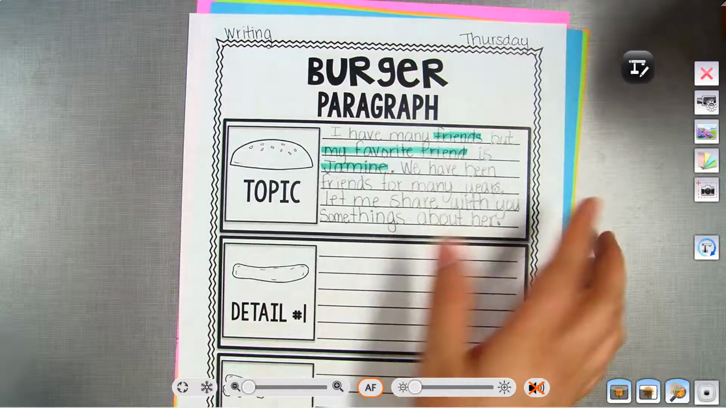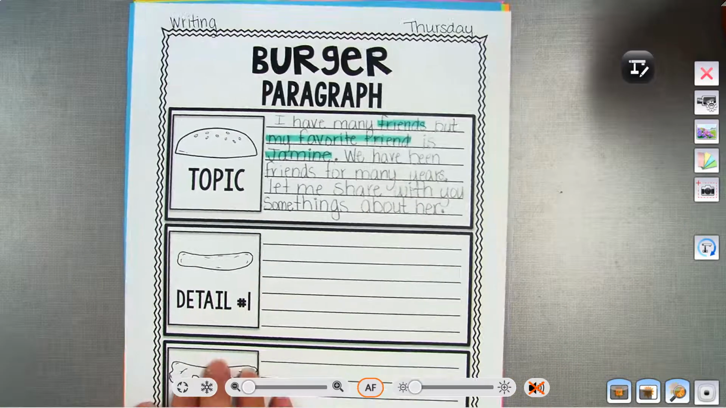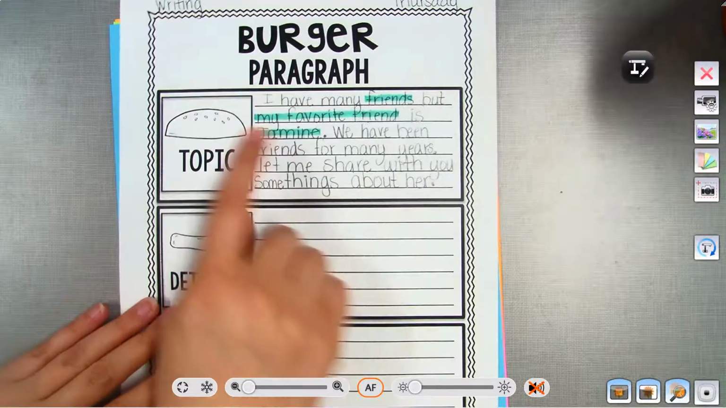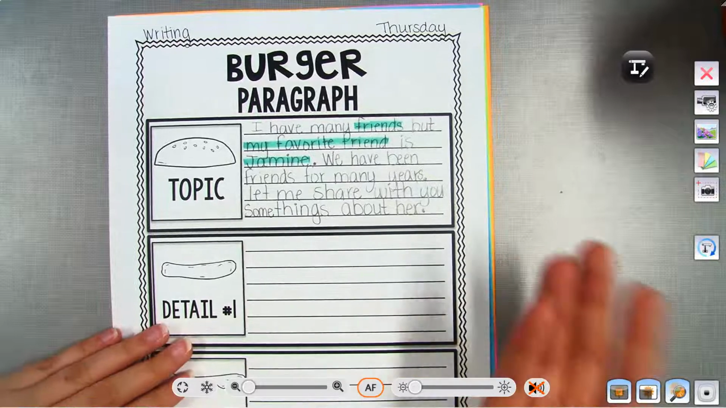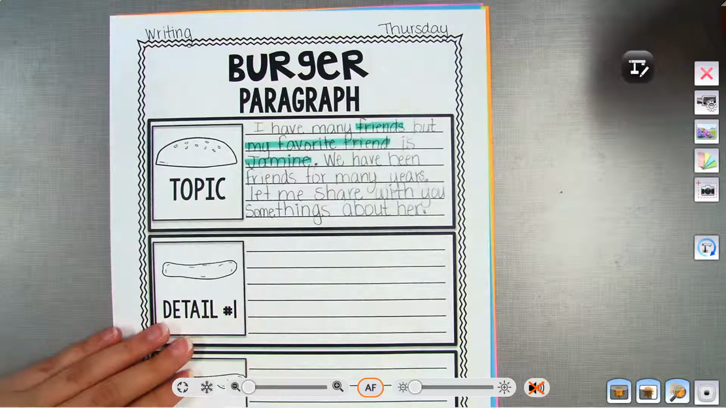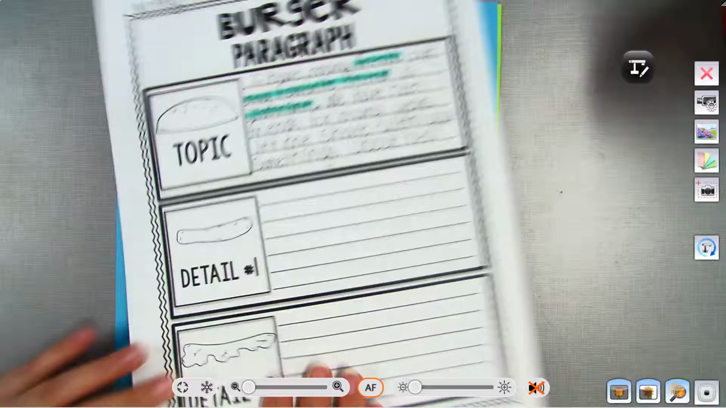And so we talked about our topic sentence. Remember when we do a hamburger, the top bun is our topic sentence. And that's telling our reader what we are fixing to write about. So mine says, I have many friends, but my favorite friend is Jasmine. We have been friends for many years. Let me share with you some things about her. And then we're going to go into our details.